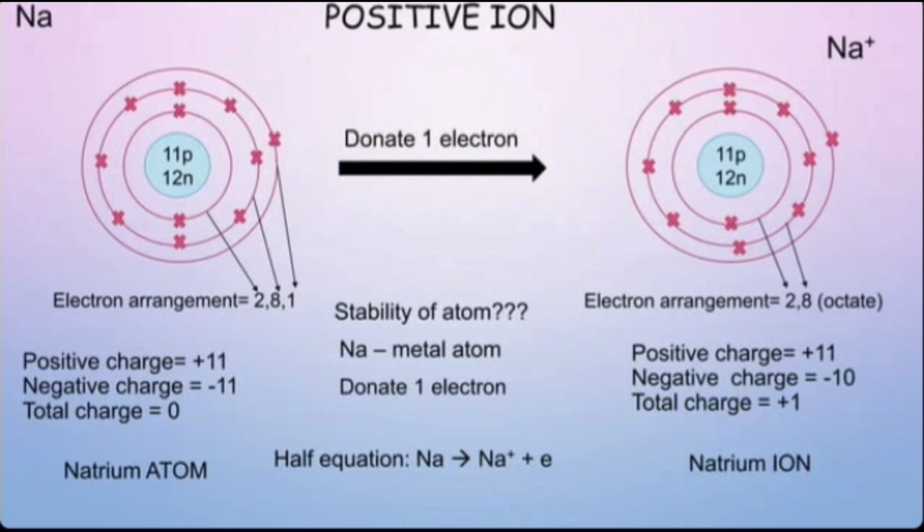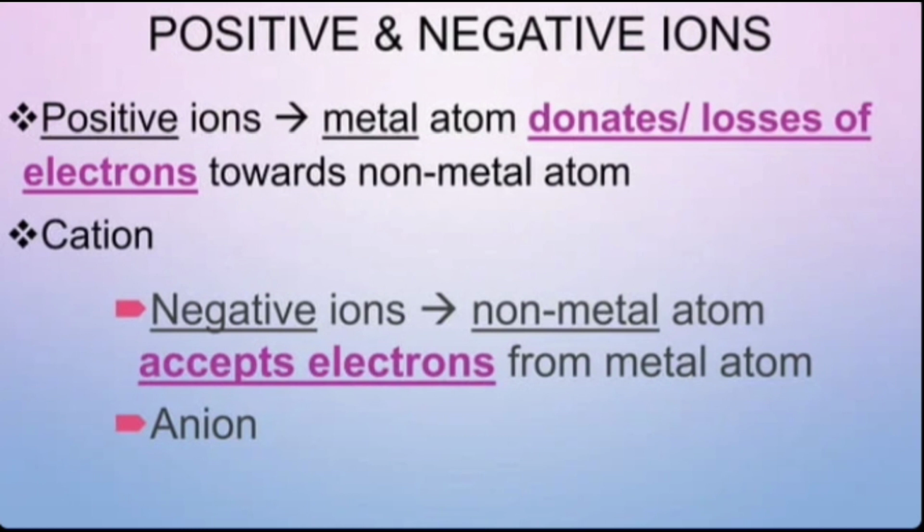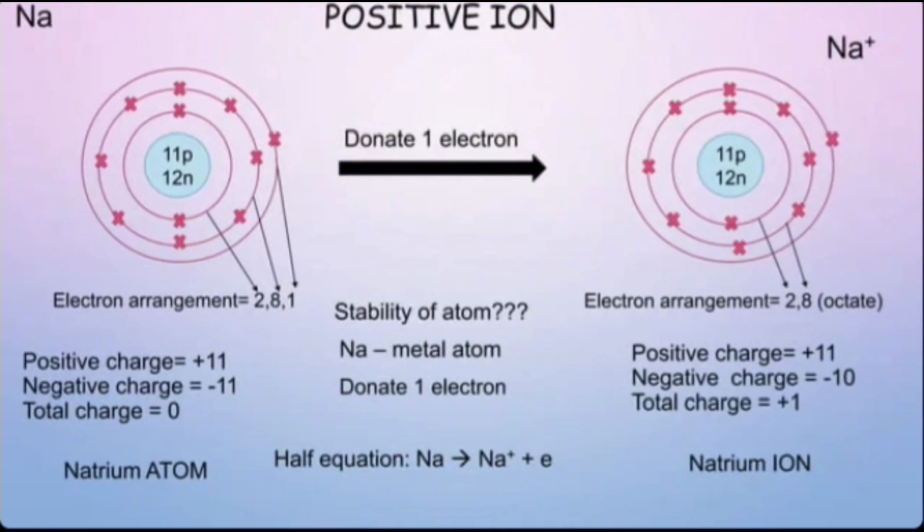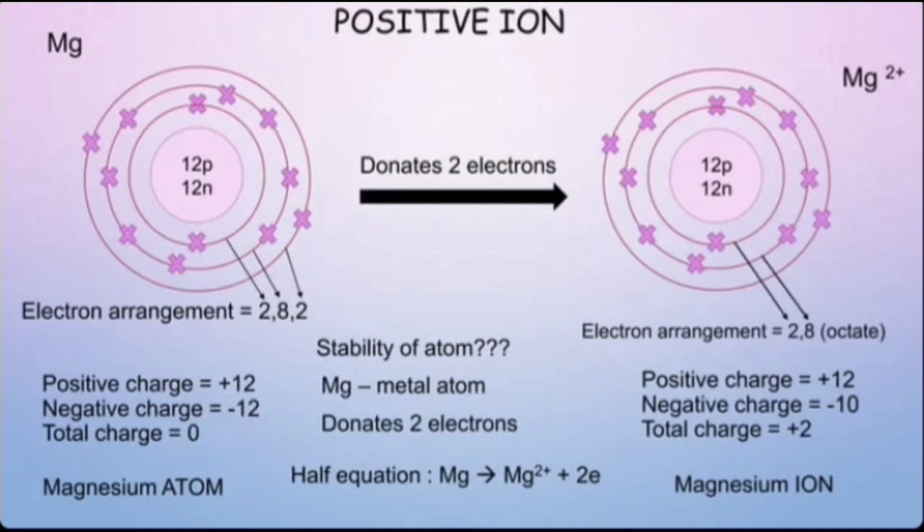Here the whole process of donation of electrons is shown, the formation of a positive ion from sodium to sodium positive ion, that is a cation. The formation of the cation is shown with a positive charge. A magnesium atom has 2 electrons in its outer shell after completing its octet, and these two electrons are lost by the magnesium atom. When magnesium loses two electrons, it becomes Mg2+, that is a cation.